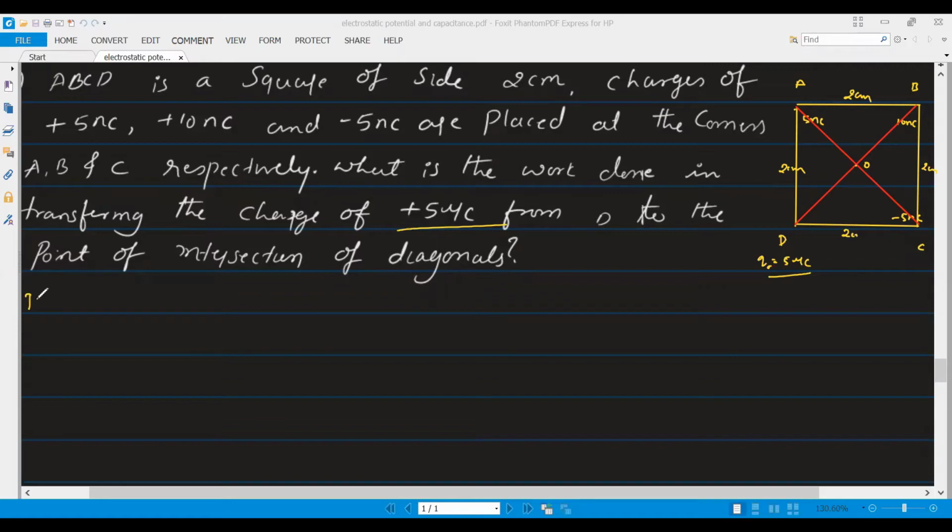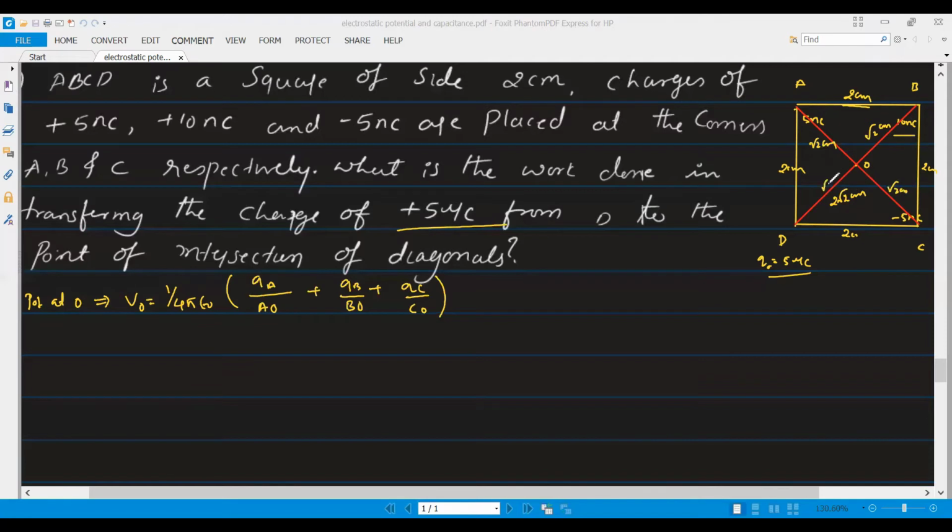So let us write the potential at O as VO is equal to 1 divided by 4 pi epsilon naught times QA divided by AO plus QB divided by BO plus QC divided by CO. This side is given 2 centimeter. Using the Pythagoras theorem to calculate the diagonal value, this is going to be 2√2 centimeter. Let us convert this into meters. So this is √2 centimeter. So this is √2 centimeter, this is √2 centimeter, this is √2 centimeter.